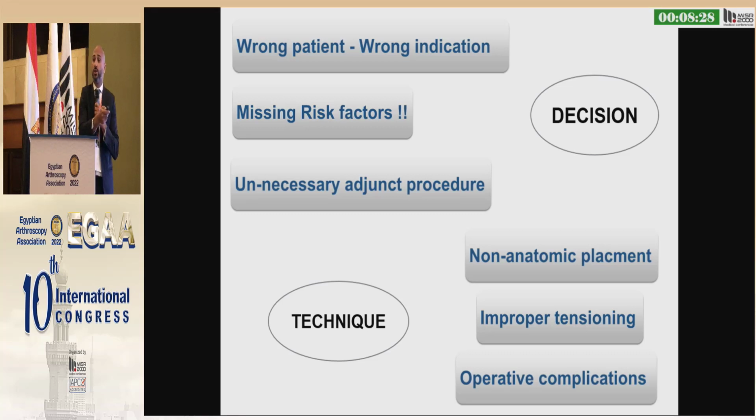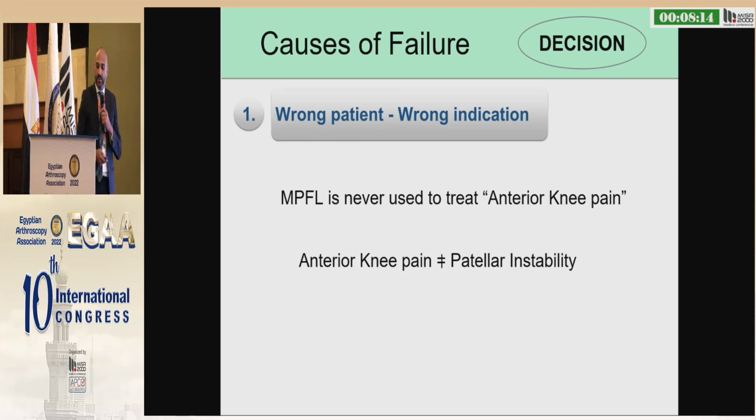So it is a wrong decision, or the decision was right, the patient was a candidate for MPFL surgery, but I did my surgery not in the right way, as you just said: non-anatomical tunnel placement, improper tensioning, or operative complications. So we'll begin with the wrong patient and the wrong indication. Sometimes we see that the MPFL, because it's now getting easier for the surgeons to do, is described and actually operated for anterior knee pain.